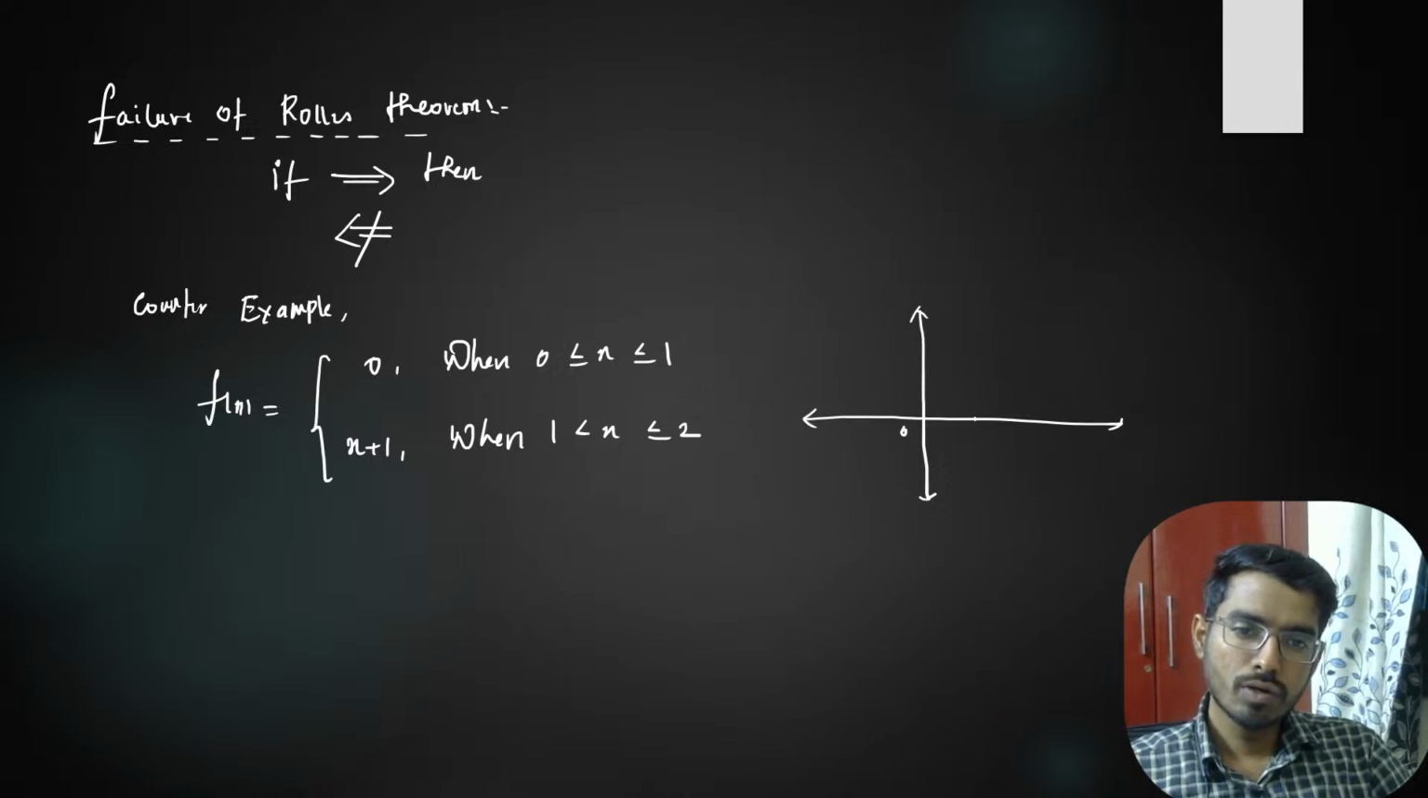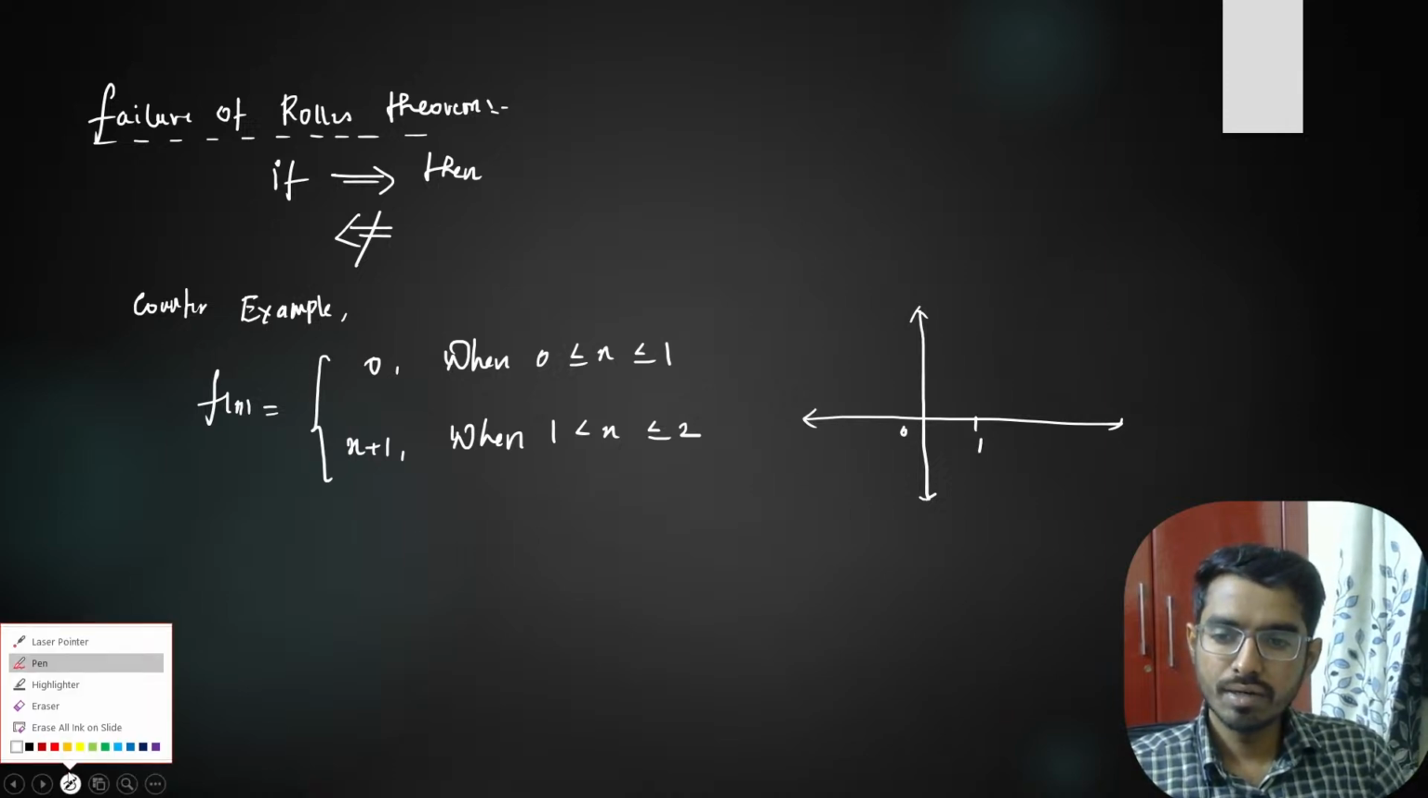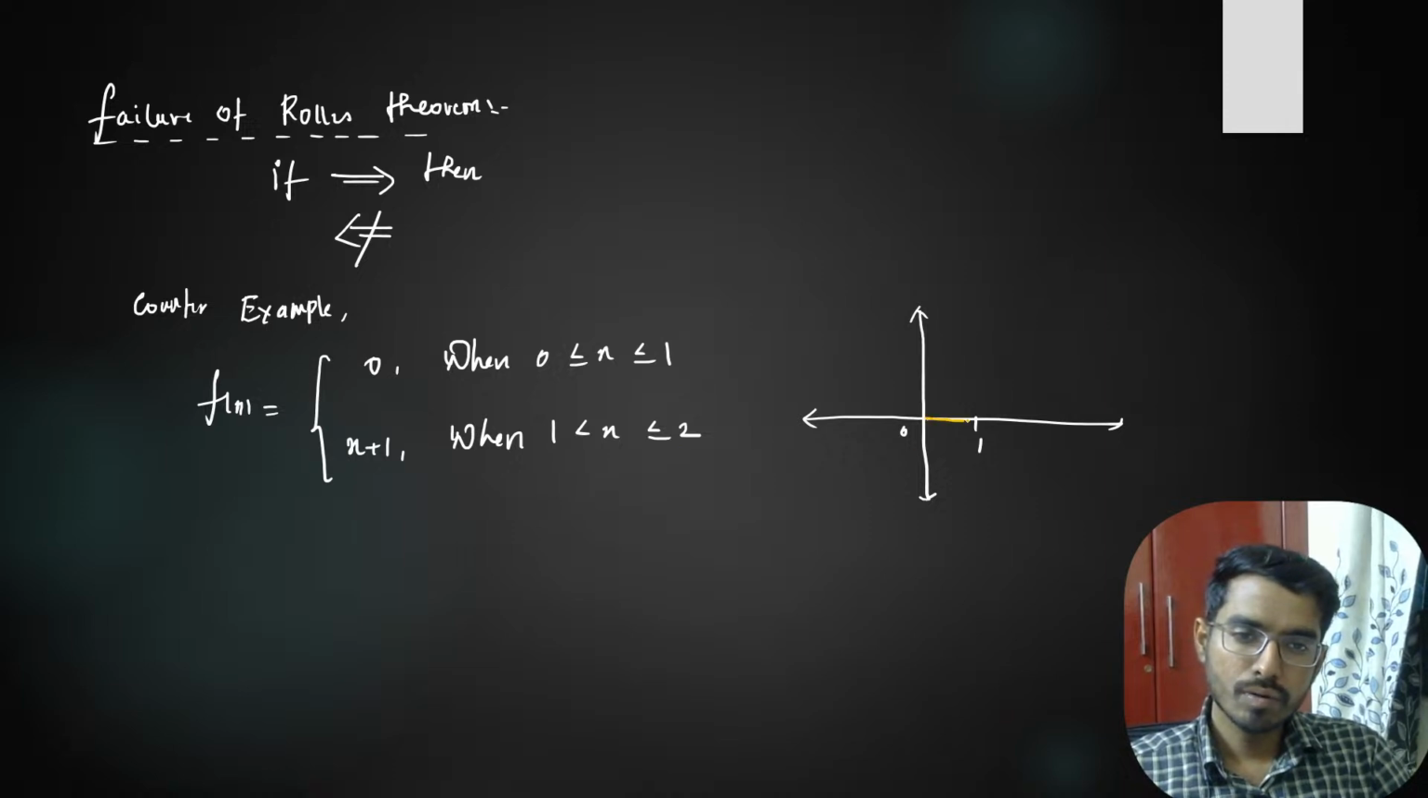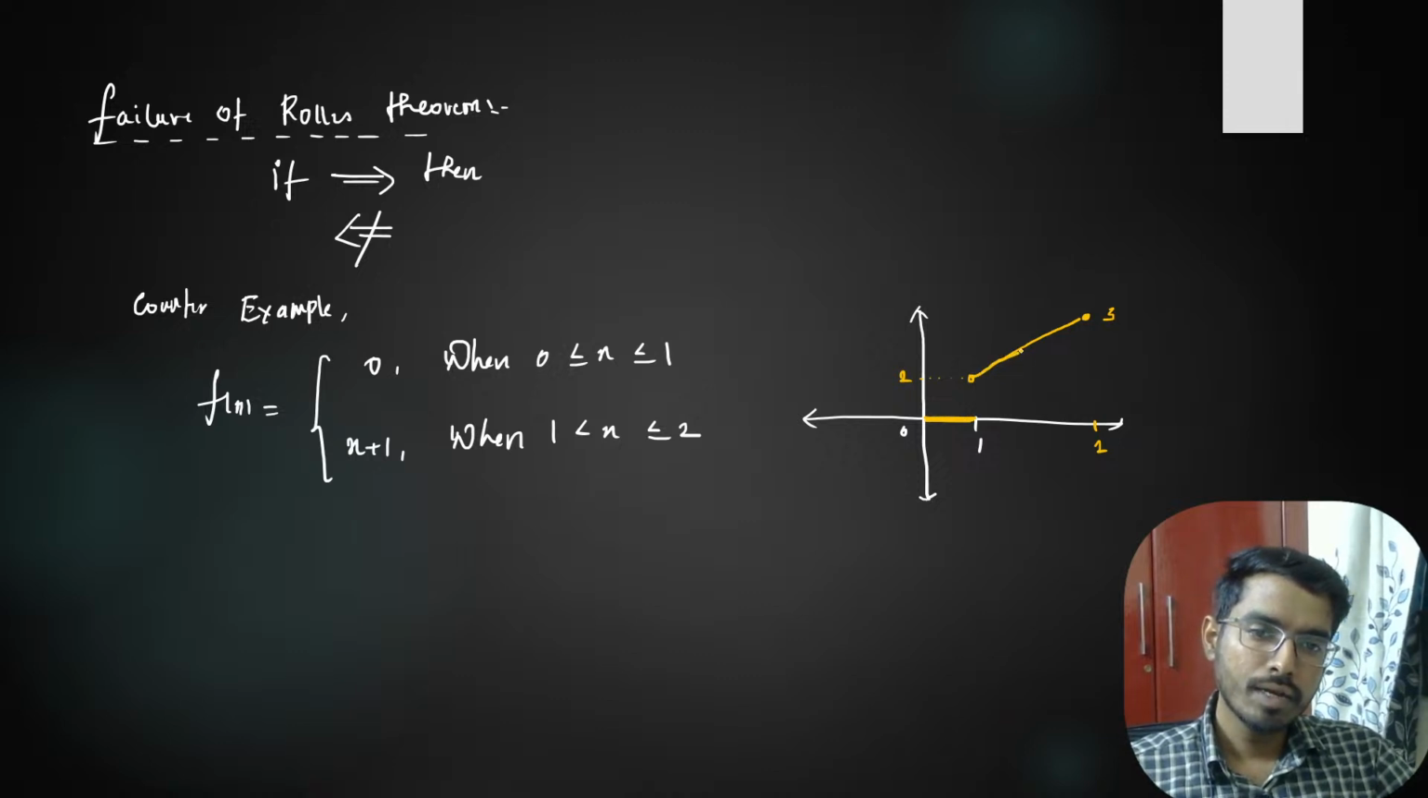from 0 to 1, it is a constant function which is 0. At 1, this function is not defined. It will be tending to 2, right? At 2, it is 3, and then it is a straight line. The function is like this, right? Here we have a horizontal line, and then some line with the slope, and this point is not defined.